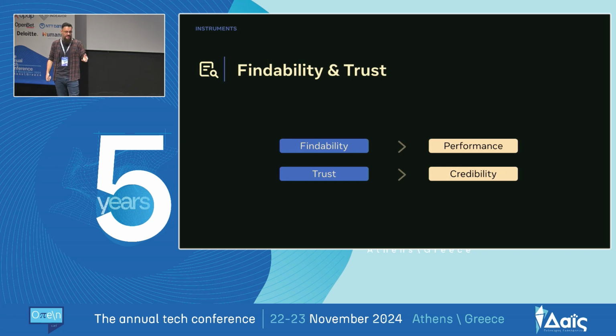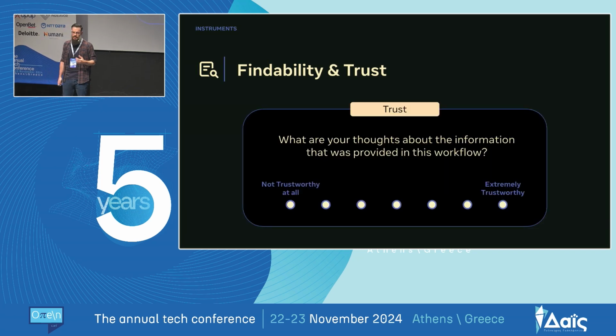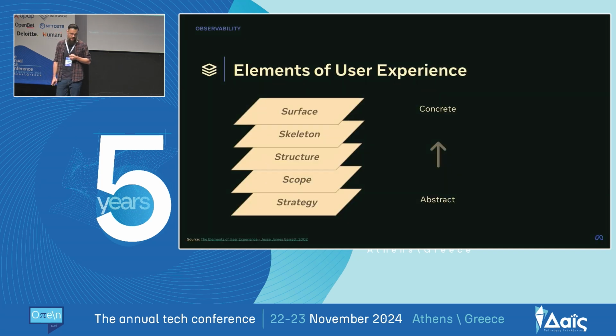And the second one is credibility measurement, very similar to what I explained earlier, a self-reported scale, of course. The qualitative aspect is more important here, to follow up on what wasn't working for them, what information was not there to find. This is based on the work of Jesse James Garrett.